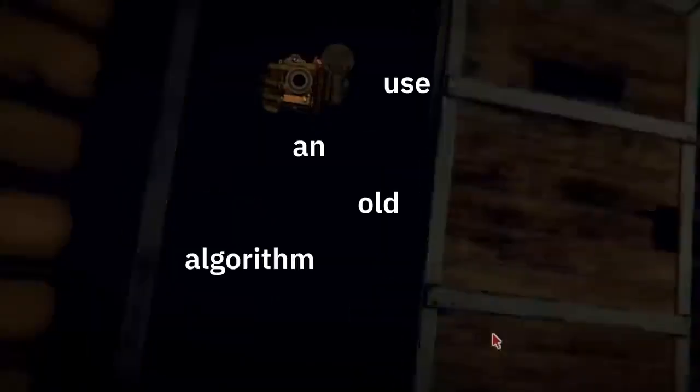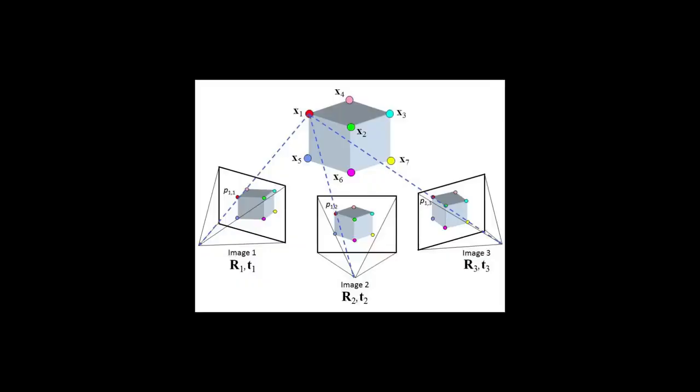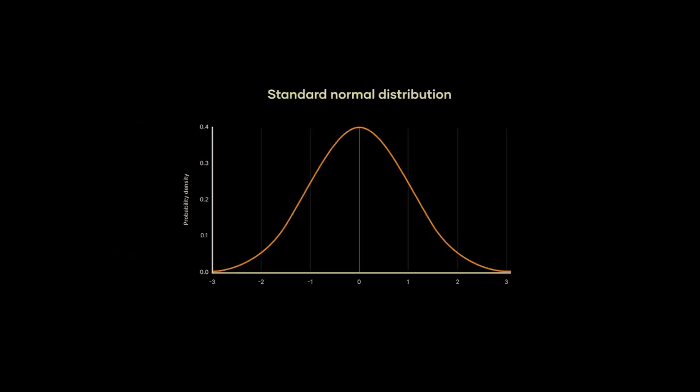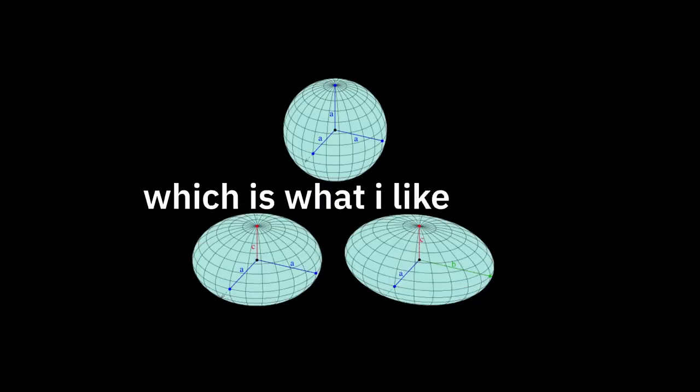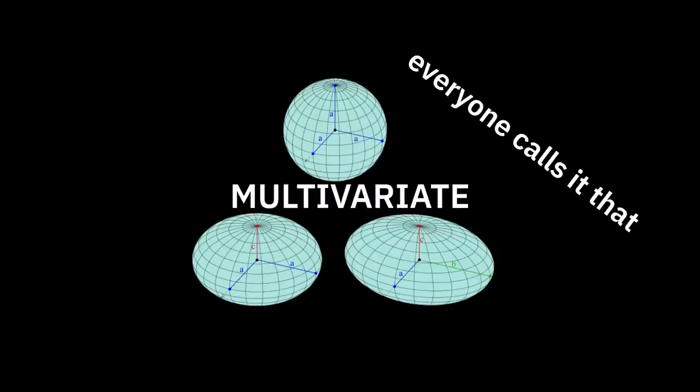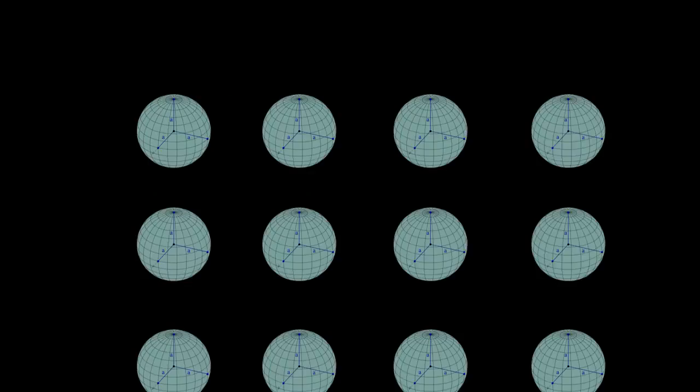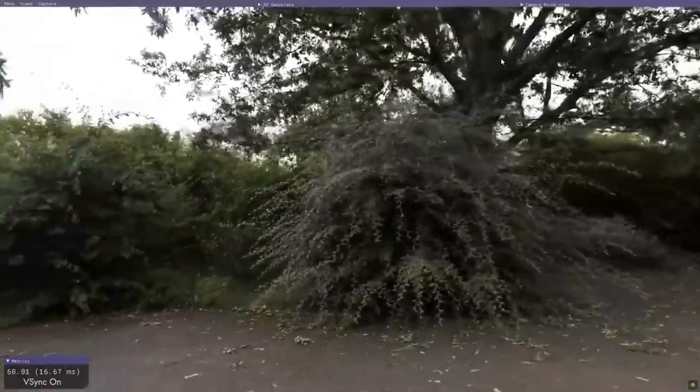Step 1. Take a bunch of pictures of stuff from different angles, then use an old algorithm called structure from motion to estimate a point cloud from the pictures at different angles. Step 2. Take every point in the point cloud and say, you're a Gaussian now. I'm a what? A distribution that looks like this, but in 3D, and also can be skewed, which is what I like to call multivariate. Everyone calls it that. We also assign a color and an alpha. Now we can put all these Gaussians into one giant matrix with 16 columns and rows, one for every Gaussian. This is all the data we need to represent the scene. So are we done? No.